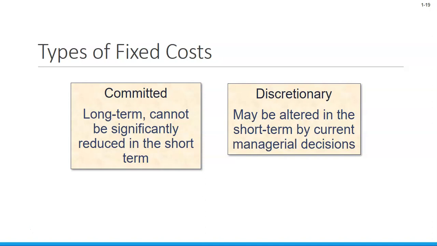Fixed costs are often committed long-term costs that we cannot reduce in the short term. These are things like rent, salaries, and items that we've signed contracts for, and we can't get out of the contract for a period of time. Discretionary fixed costs can sometimes be altered in the short term by manager decisions. Examples might be that I could rent an extra warehouse for a short time in order to meet a seasonal event, or I might add a second shift for 3 months to help with a production backlog.